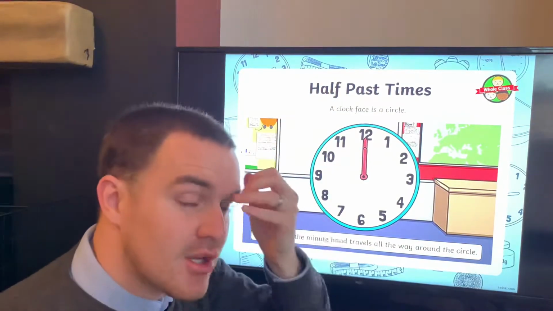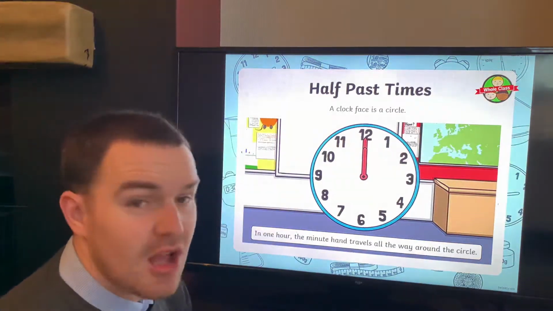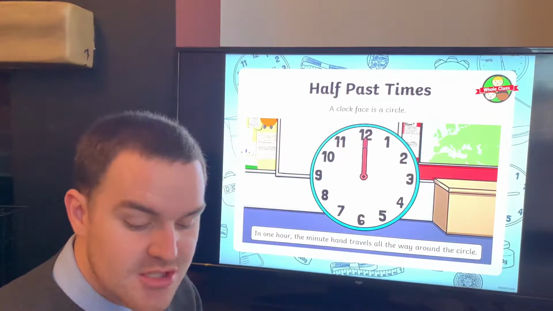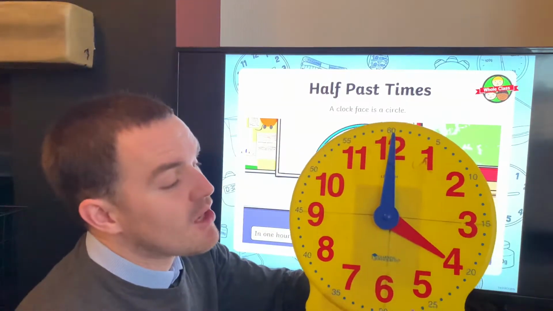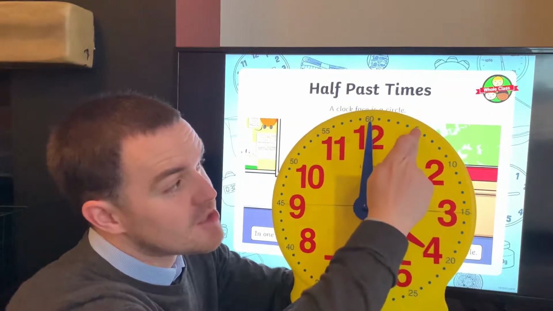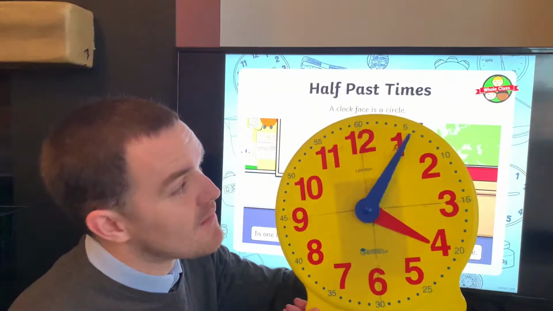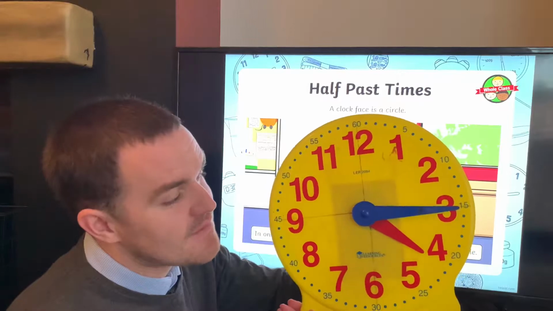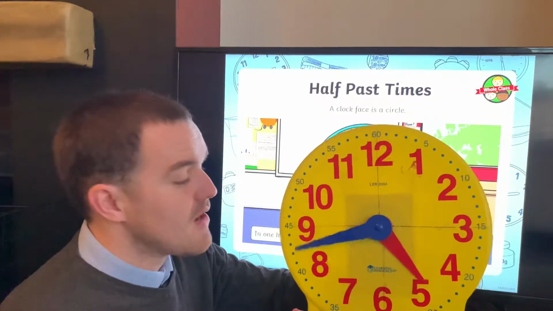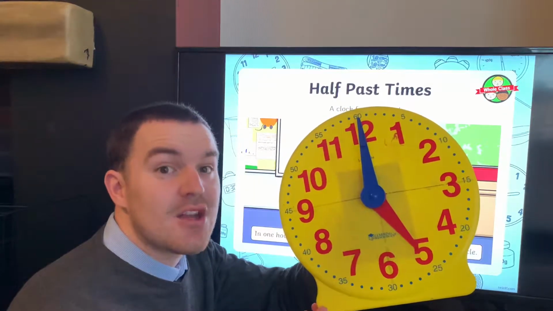So today we're looking at half past times. So obviously our clock faces a circle. In 1 hour, the minute hand travels all around the circle. And yesterday, we counted up in fives to show that there's 60 minutes in an hour, and you can see those little numbers. We don't need to know them too much today, but let's count up in fives anyways, practice. So 5, 10, 15, 20, 25, 30, 35, 40, 45, 50, 55, 60. There are 60 minutes in an hour.